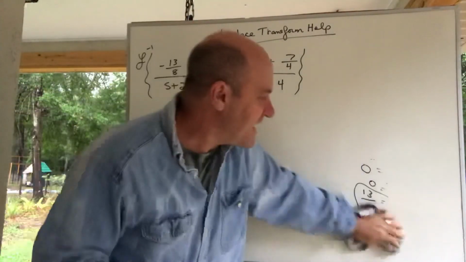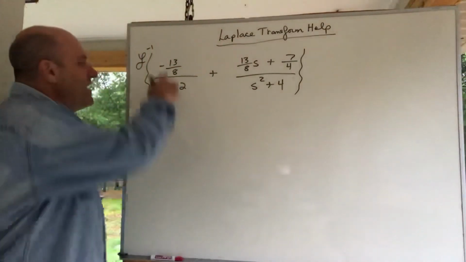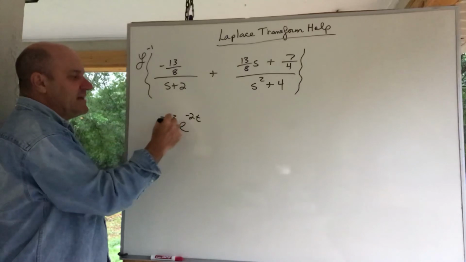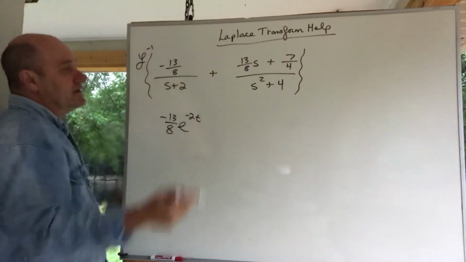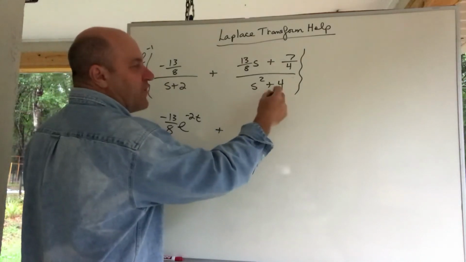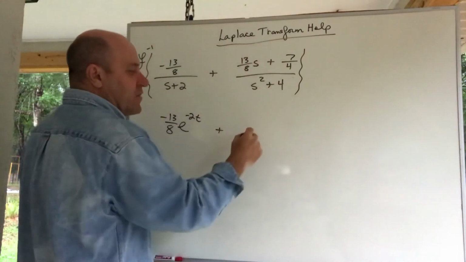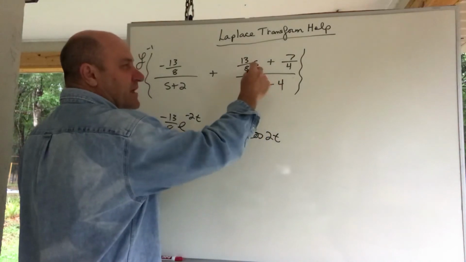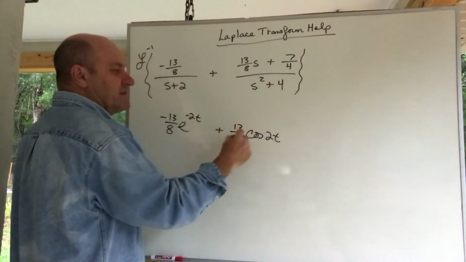Here we go. This isn't going to be too bad. I know what this one is. It's e to the negative 2t with a negative 13/8 in front of it. That's what it is. It's easy. I have some of these Laplaces memorized. This is s squared plus 4 with an s on top. That's cosine 2t. That's cosine 2t with a positive 13/8 in front of it.